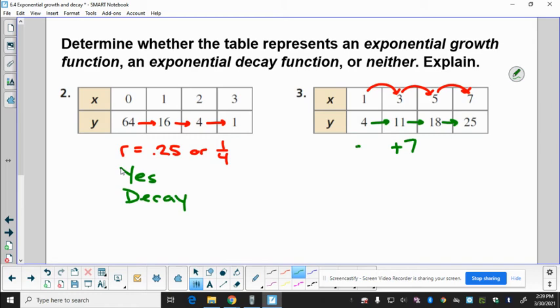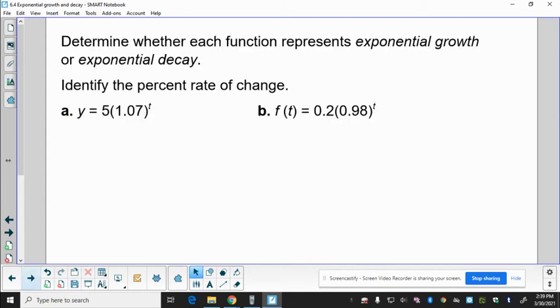So that would be a common difference, which means this is linear. It's not exponential at all. So this would be classified as neither, I guess. But it is linear because we have studied that. It's not exponential. How about this set of questions?